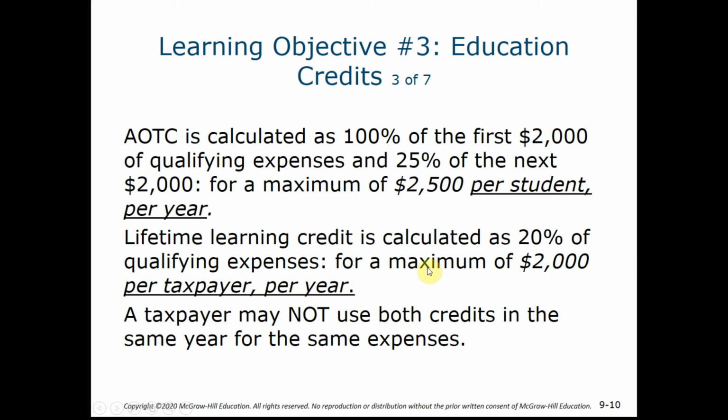The lifetime learning credit is not quite as generous, but it does apply throughout the taxpayer's lifetime, whereas the AOTC only applies to the first 4 years of college, and a taxpayer cannot use both for the same expenses. So the lifetime learning credit is 20% of qualifying expenses for a maximum of $2,000 per taxpayer per year. The AOTC above is $2,500 per student per year. Here it's per taxpayer per year.